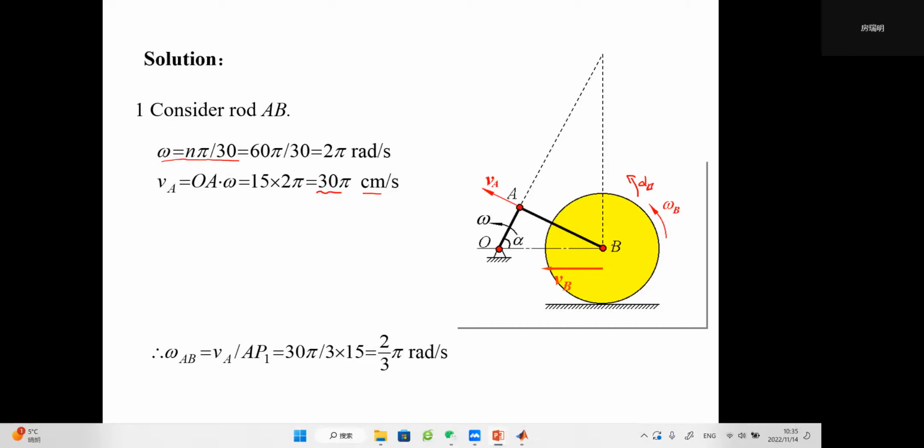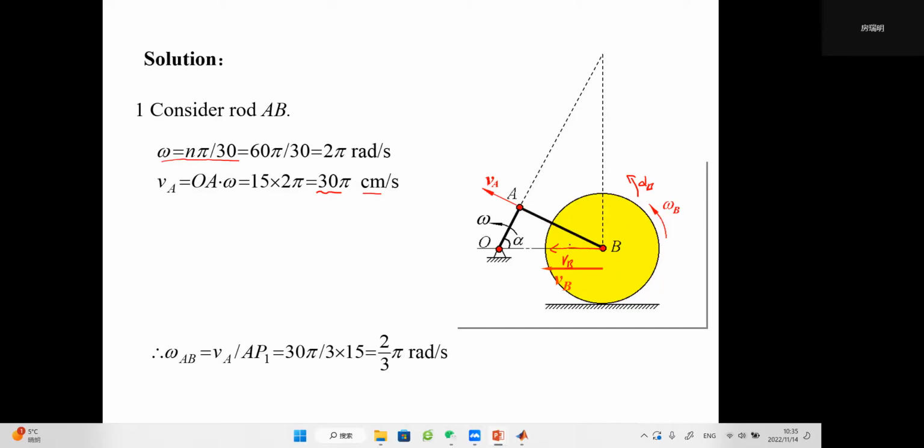B. Although we don't know omega B and we don't know alpha B, we can only assume their direction. But we actually know VB must be along this direction, right? Because the distance from the geometrical center of this wheel to the fixed ground will never change. It's always r equal 15 centimeters. So that means we know the direction of VB.